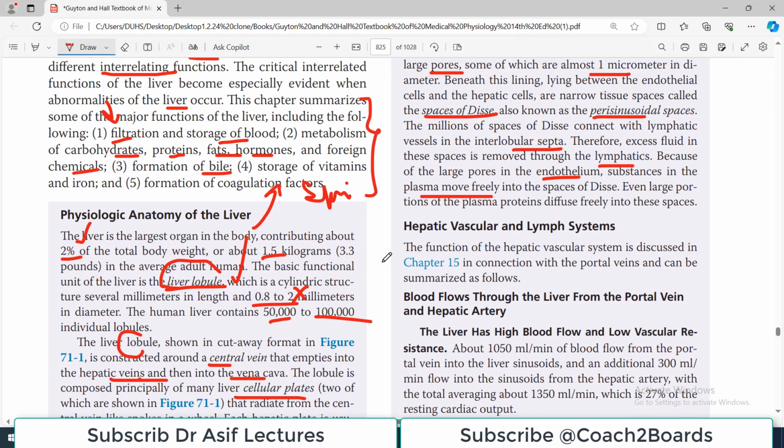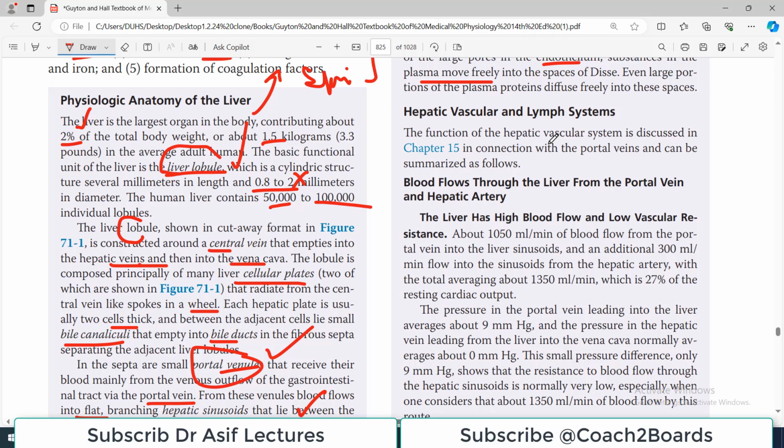Okay. Hepatic vascular and lymph system, the function of the hepatic, so this is elsewhere पूरी anatomy detail में हमने इन्होंने यहाँ chapter 15 में भी इसका जिक्र किया, but we have also done it in the anatomy lectures. Okay, so quickly यहाँ जो बातें discuss करनी है जो physiologically important है, that includes blood flows through the liver from the portal vein and the hepatic artery. So these are two important vascular systems in the liver that you have to understand.